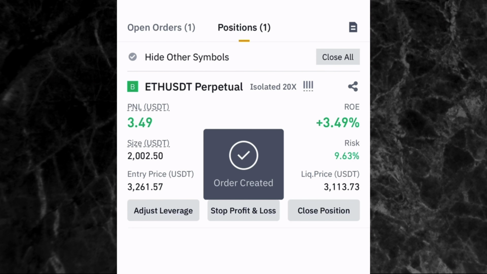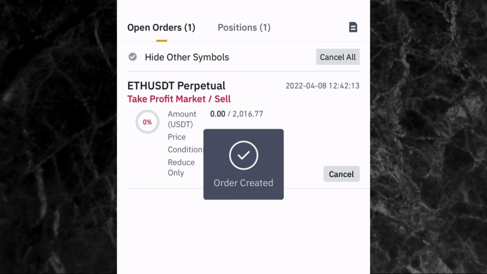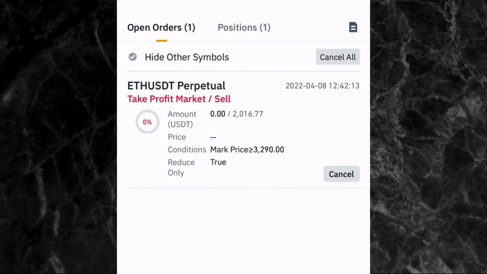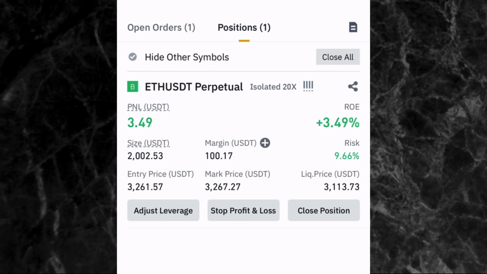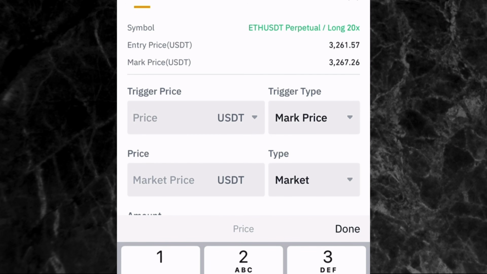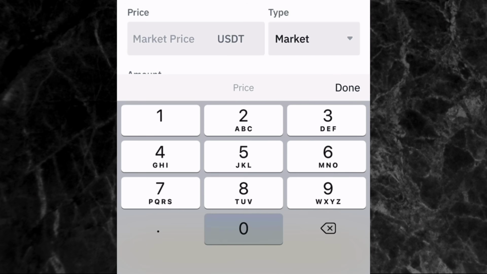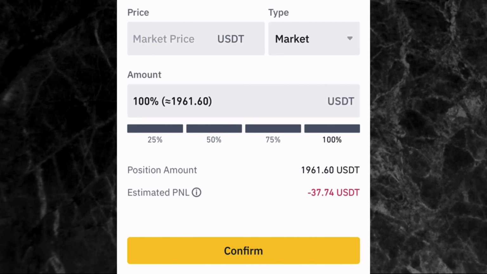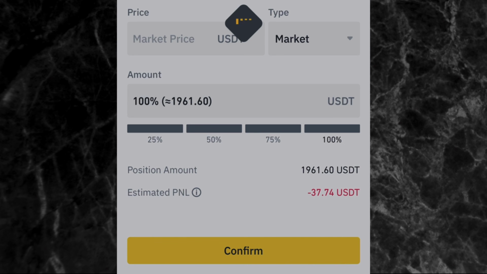Now that take profit, you will see it under open order. Now, if you also want to set your stop loss, let's go back and set our stop loss. Let's say we want to set our stop loss to be $3,200. This means that if the price should go down to $3,200, you can see at the bottom side that you are going to be losing $37. So you just tap on confirm.